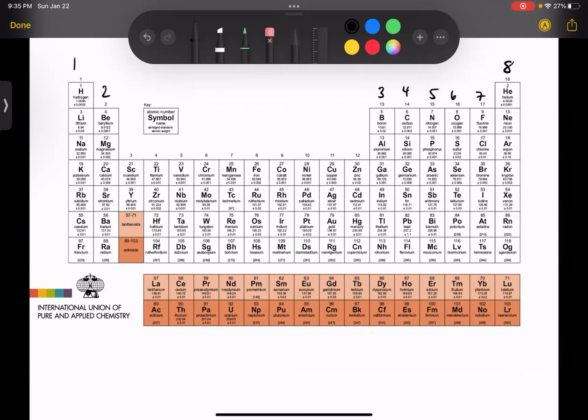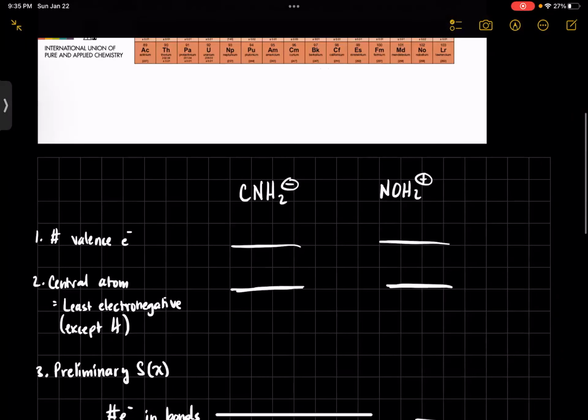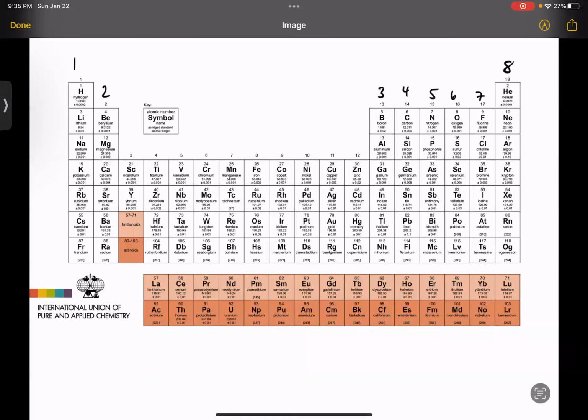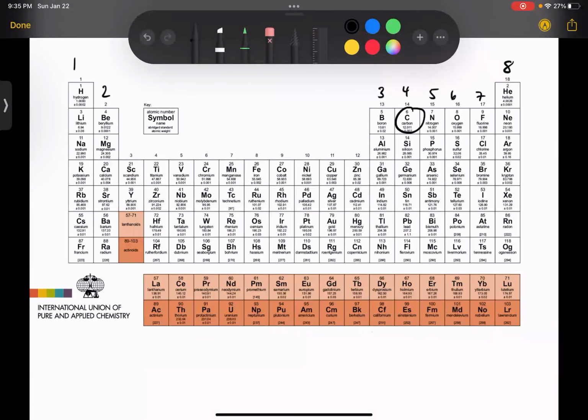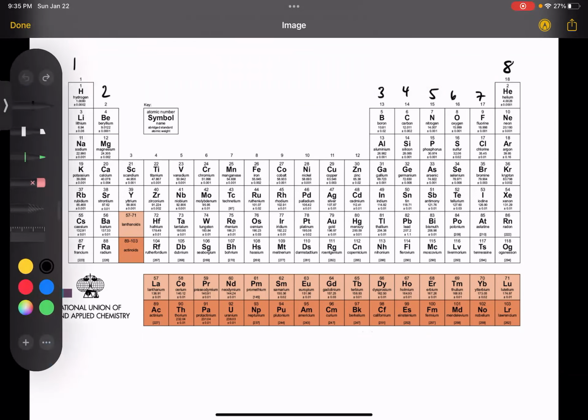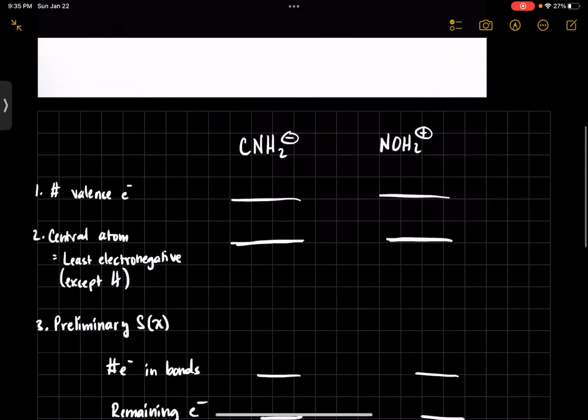And so we look at our first structure. We can actually note all of the atoms. So we have carbon, nitrogen, hydrogen, and oxygen between these two structures. And we can find here that carbon has 4 valence electrons, nitrogen has 5, oxygen has 6, and of course hydrogen has 1. These are good ones to memorize, but even if you don't memorize them, you can always refer to the periodic table and figure out how many they have.